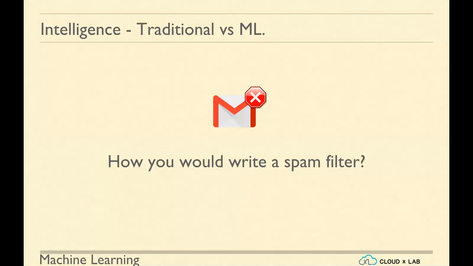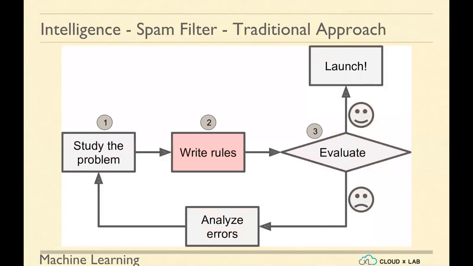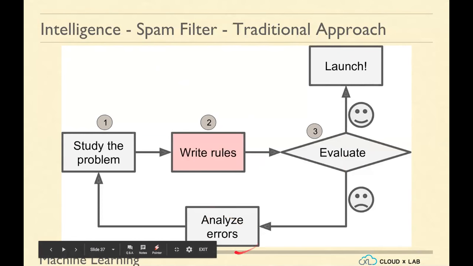So let's understand how we would write a spam filter. What's a spam filter? When you have an inbox and people send you an email, the system automatically checks whether it's spam or a real email, which is also called ham. Traditionally, to build a spam filter, the engineers would sit down on the problem, look at various emails, create the rules, and then evaluate whether our hypothesis or our rules are really doing a good job. If they are doing a good job, then we launch. Otherwise, we go back and analyze for errors.